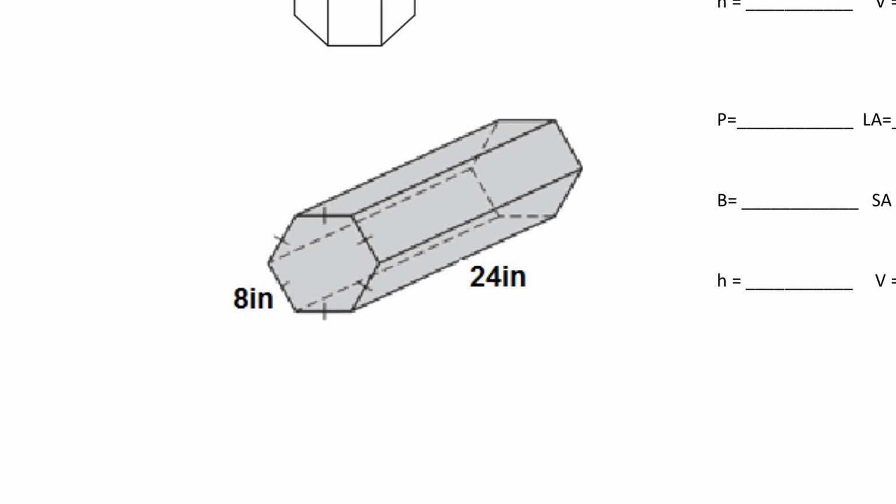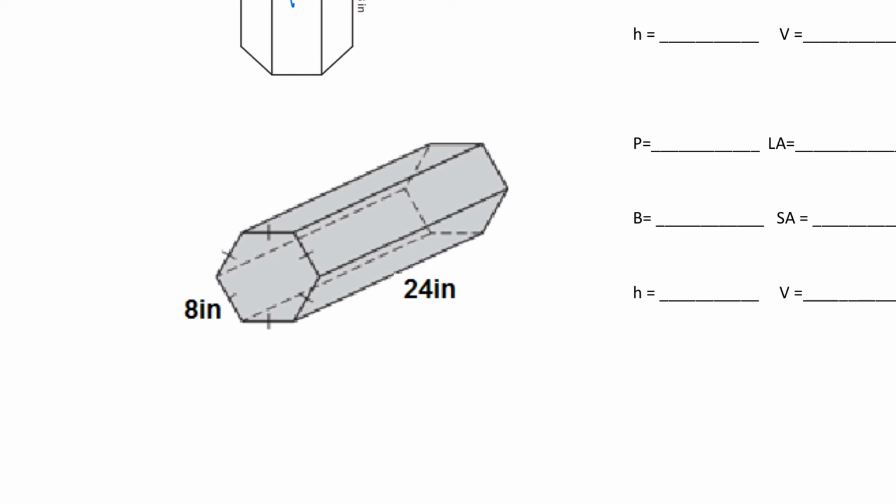Now let's look at this last one here real quick. All right. What is the perimeter of the base on this? 8, 8, 8, 8, 8, 8. Is what? 48. It's 48.